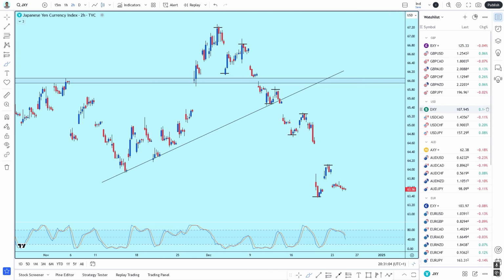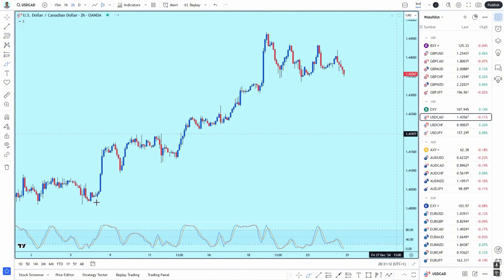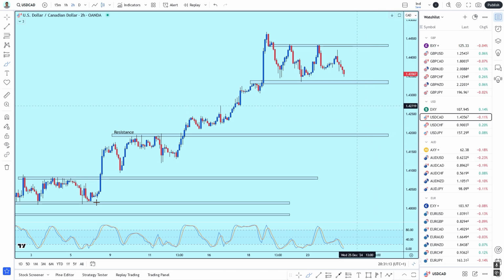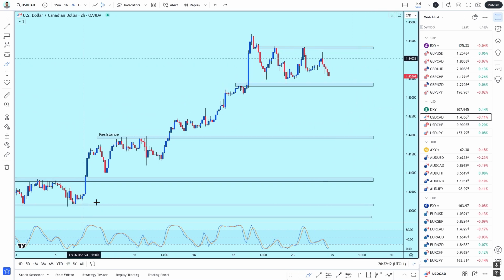So now let's check certain currency pairs. For example, we said that the US dollar is very strong and that the Canadian dollar is very weak. So what we want to do is go to US dollar Canadian dollar and look for opportunities to buy. Basically, we expect to see a bearish move for the Canadian dollar, and we can see that the US dollar is very strong.